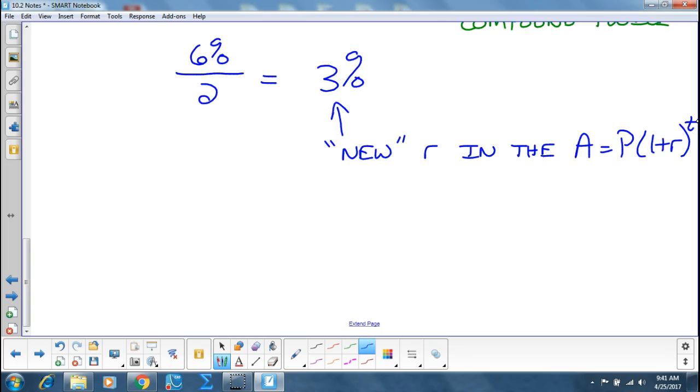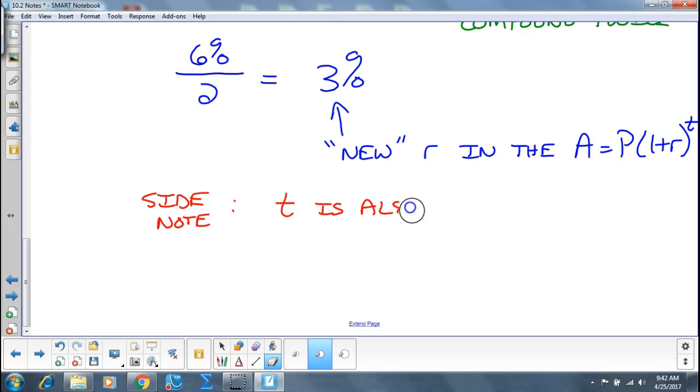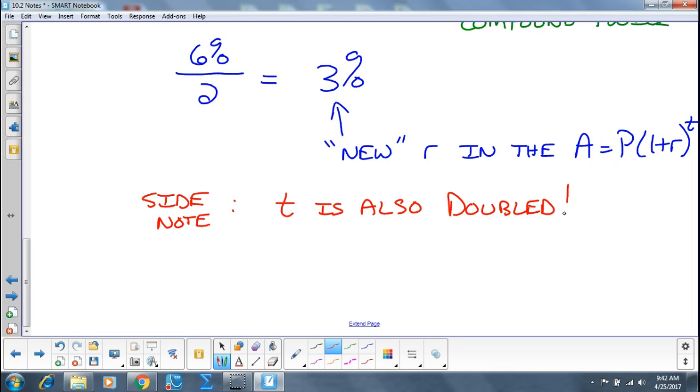Not only does that new R come into play, but my T is also doubled, because I'm compounding it twice per year, and t was number of years in that formula. So not only does my r get cut in half, but my t would have to be doubled.